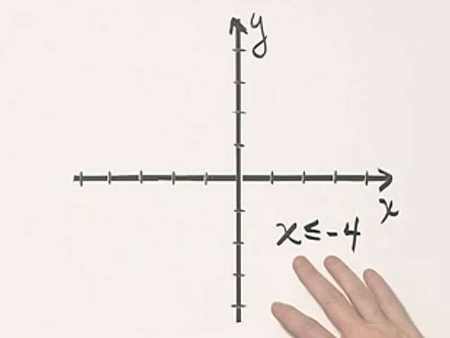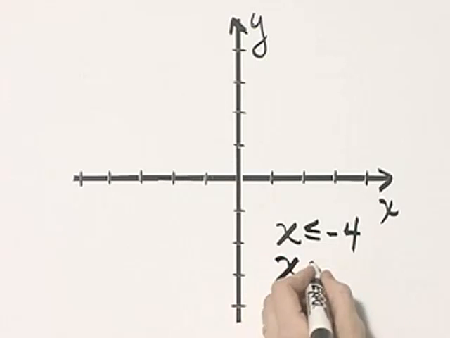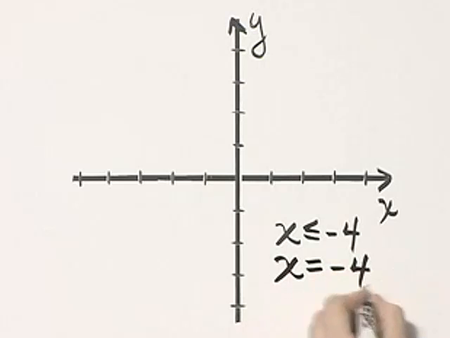Let's graph this linear inequality, x is less than or equal to -4. Remember how you graph an inequality? You first look at the corresponding equation to find the boundary line. So where is the graph of x is equal to -4?